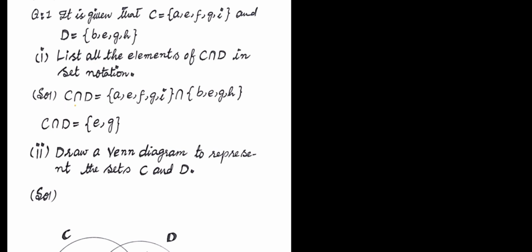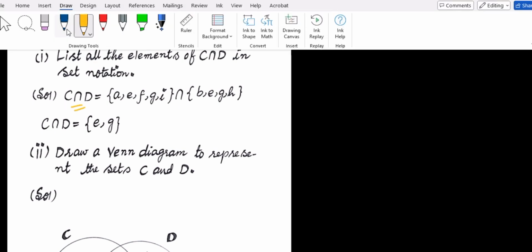The first part, that is C intersection D. You know, in case of intersection, this is my set C and D. Intersection means the elements that are common in both sets. The first element is E, that belongs to both of the sets, and the second element is G. So their intersection is E and G.